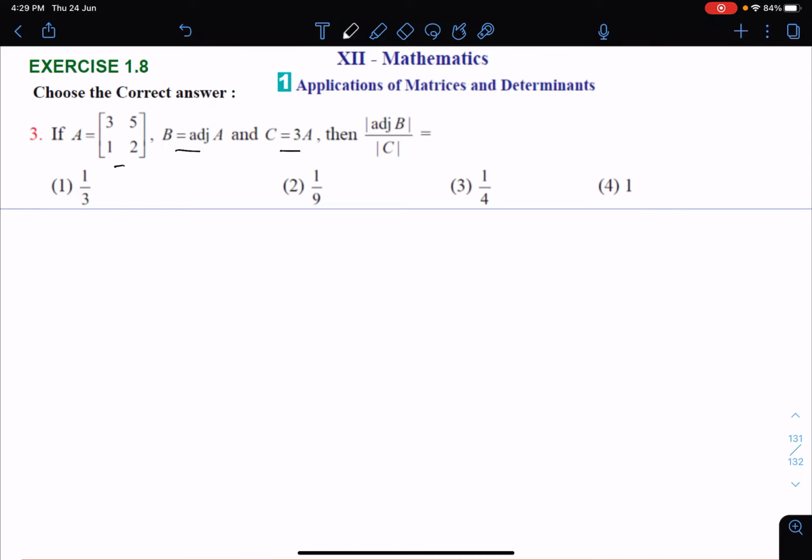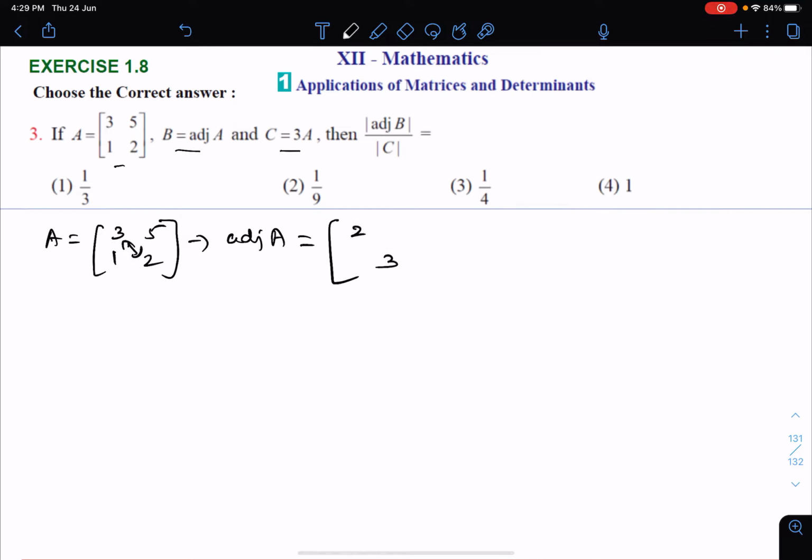Okay, so for that first we will take and write A. What is our A? 3, 5, 1 and 2. How will you find adjoint A? You will just interchange these two elements. 2 comes up and 3 comes down. And for these two, you have to change your sign. This is going to be our adjoint A. This is actually equal to B.